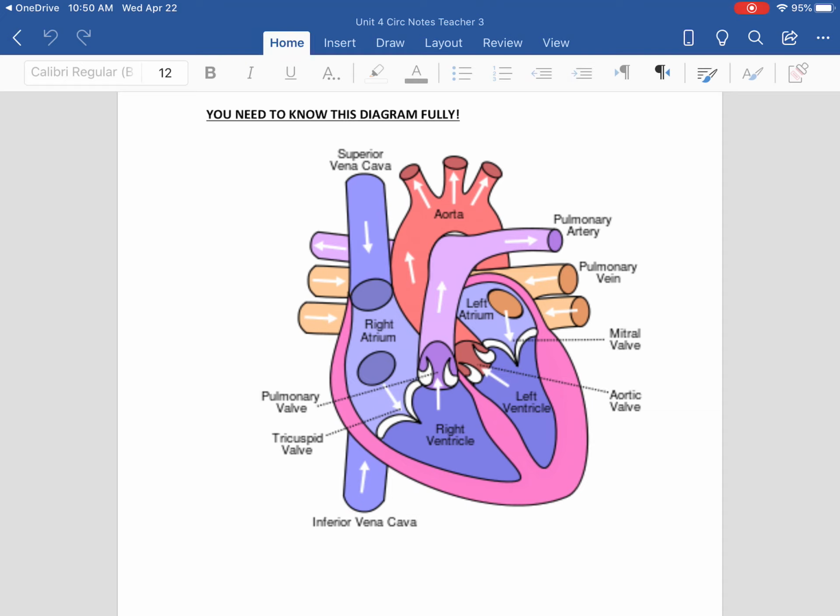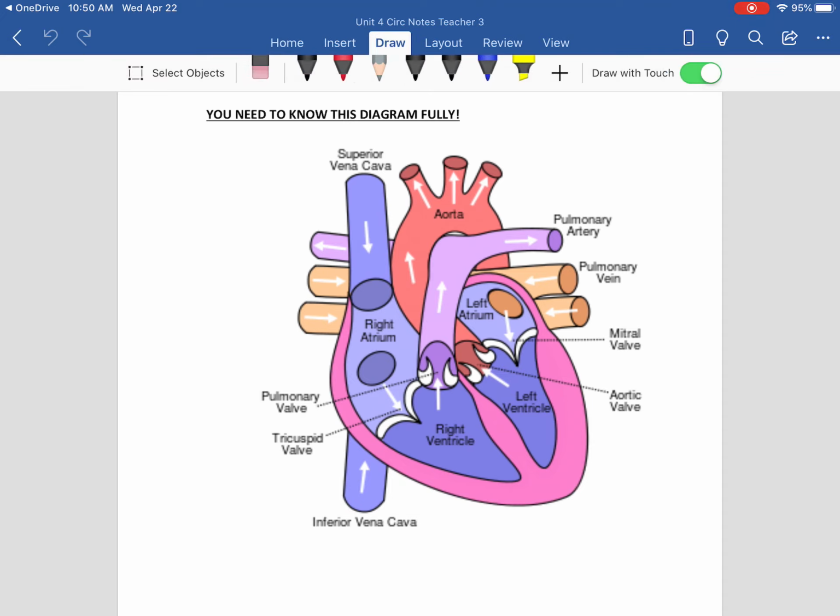You need to be aware here, I hope you figured this out at this point, that the right side of the heart on a diagram is actually on your left side. The reason for this is, imagine there was a person lying on that paper looking at you. Their right side would be on your left side. So that's how a lot of anatomical diagrams work.